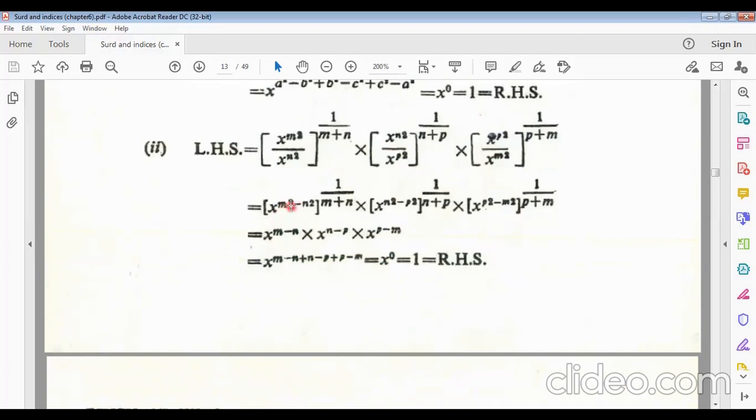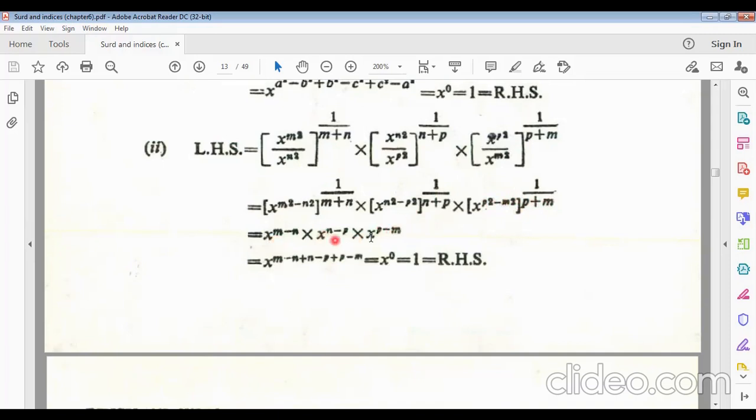So a square minus b square formula: a plus b into a minus b. So m square minus n square means m plus n into m minus n, so m plus n will be cancelled and only m minus n will exist. Similarly, n square minus p square is n plus p into n minus p, and n plus p will be cancelled, power over power. So only n minus p exists for the second term. Now p square minus m square is p plus m into p minus m, so p plus m will be cancelled and only p minus m will exist.